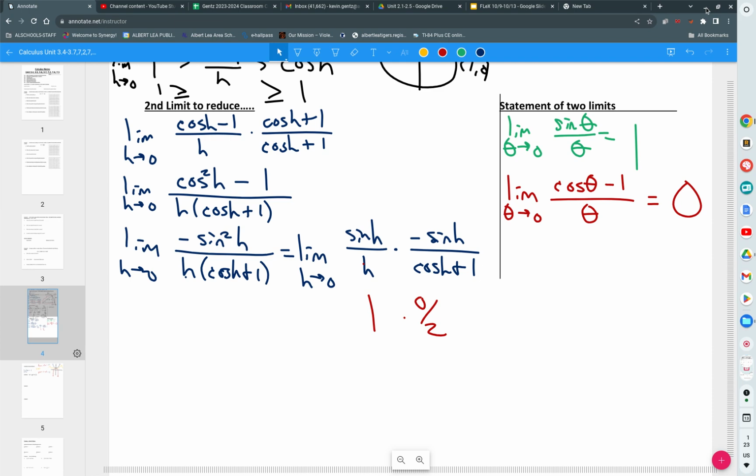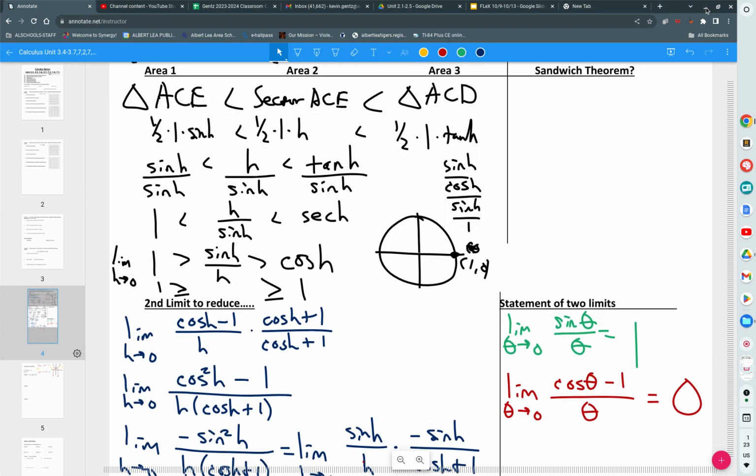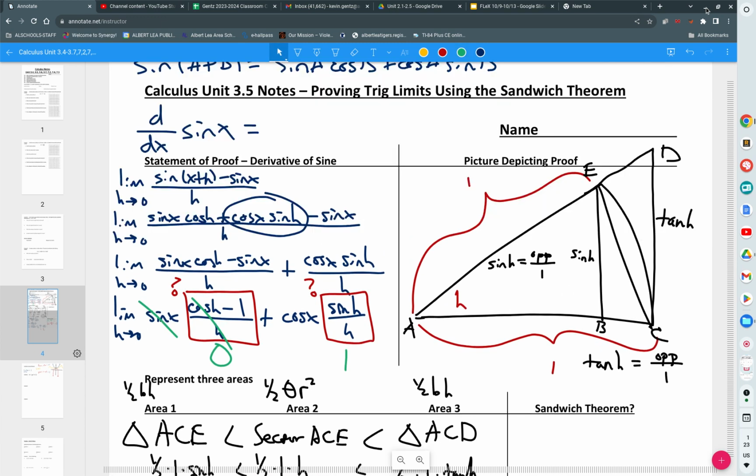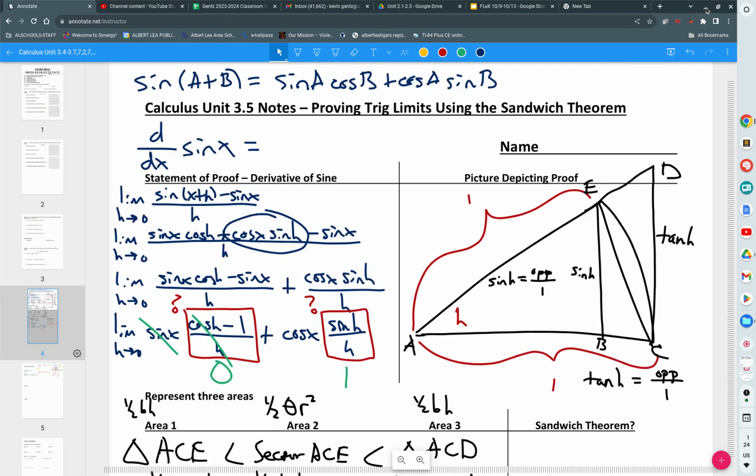Okay? So we're going to finish that off by putting it up here. You are one step away from being done. And let the magic happen. This is 0. So what happens to sine? This goes away. What's cosine times 1? Cosine. So therefore, the derivative of sine is cosine of x. Derivative of cosine is cosine of x. Done. Proved.